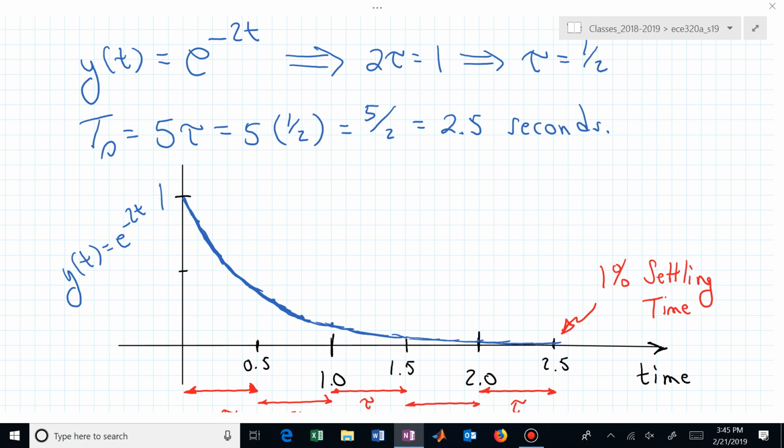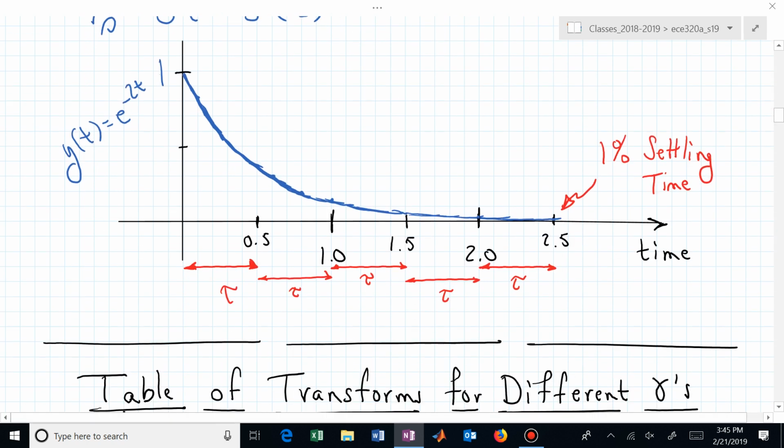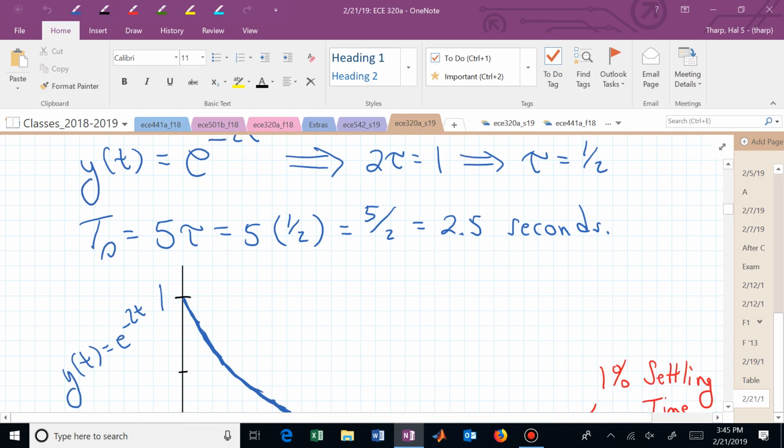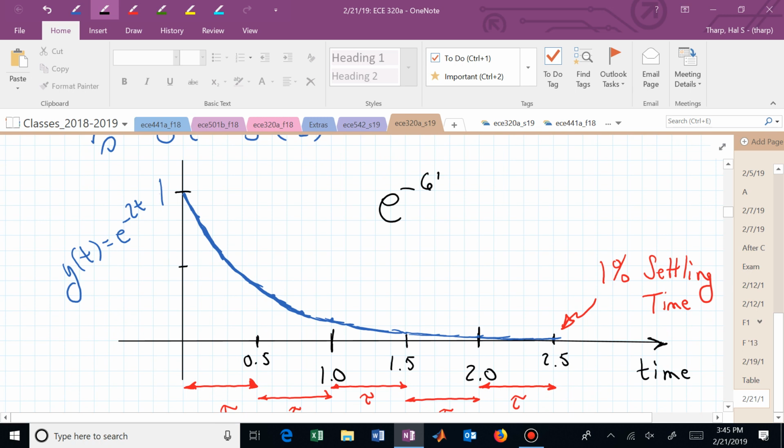Yes? So are we always going to set the exponential to 1 when solving for tau? Yes, the question was, are we always setting the exponential to 1 when we're solving for tau? Suppose that we had e to the minus 6t. What's the time constant? You could do it many different ways, but when t is equal to tau, that's how we'll find our time constant tau. We just replace t with tau and set that exponent equal to 1. And now tau is equal to 1/6.